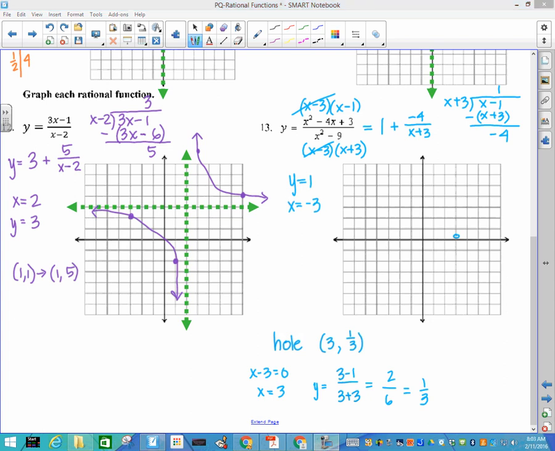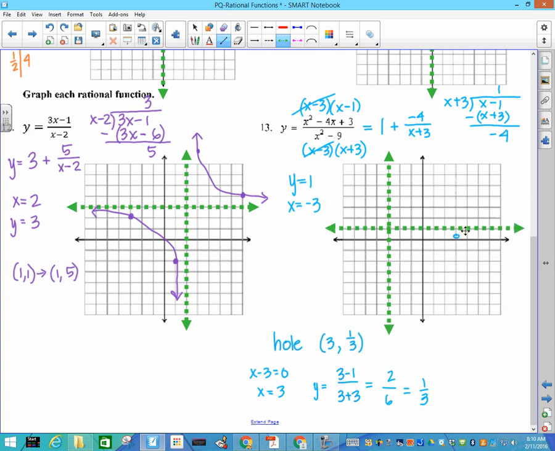Okay, let's hope those interruptions are over. Alright, so I think I'm at plotting the asymptotes. X equals negative 3, 1, 2, 3, so we're here. And y equals 1. Okay, still have my hole right here.